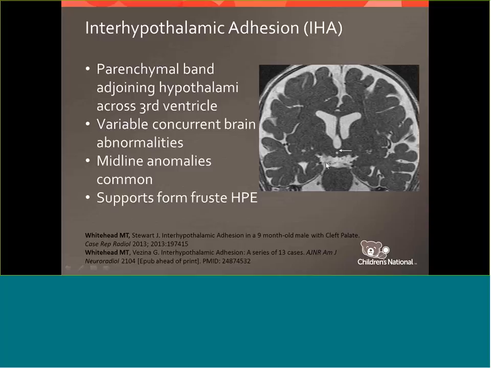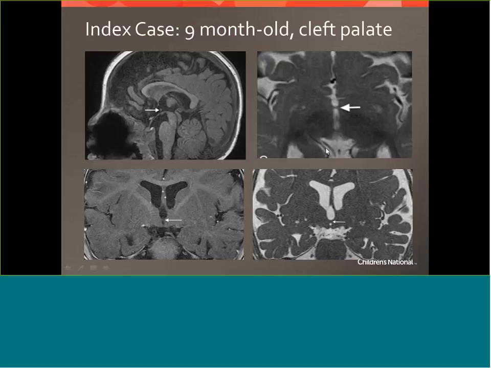So I question whether this could be a form of holoprosencephaly, because in the classical holoprosencephalies, the hypothalami are not separated. Although the septum pellucidum is typically present in this disorder, they do typically have other midline anomalies. So I think at the very least, it's a red flag to look closely at the midline.